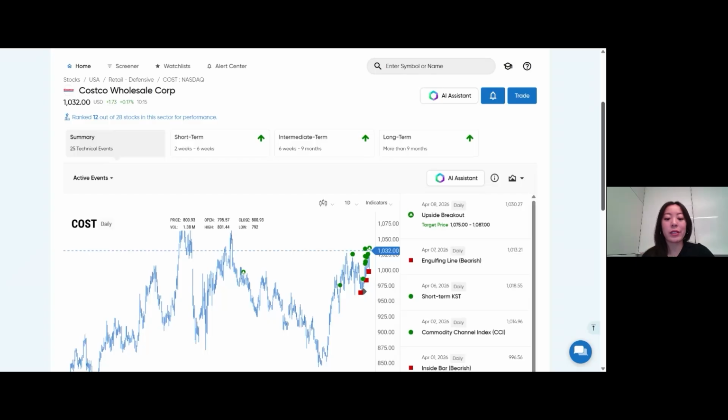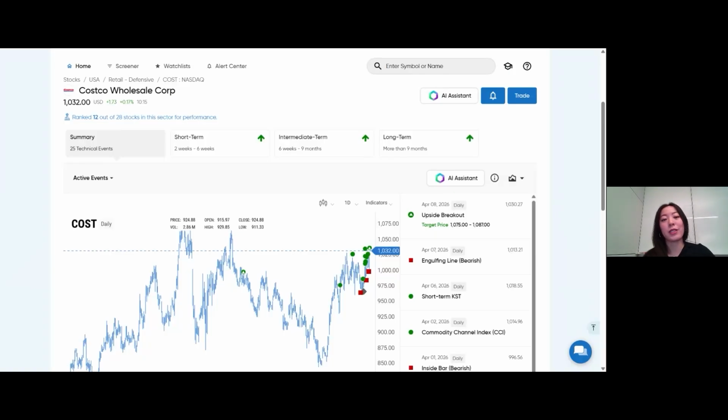So in our case with Costco, you'll see that there's already an interactive price chart. And if you take a look at the chart itself, there are quite a few green and red dots directly on the chart. So these technical events, the green dots mean bullish events, and the red dots mean bearish events.